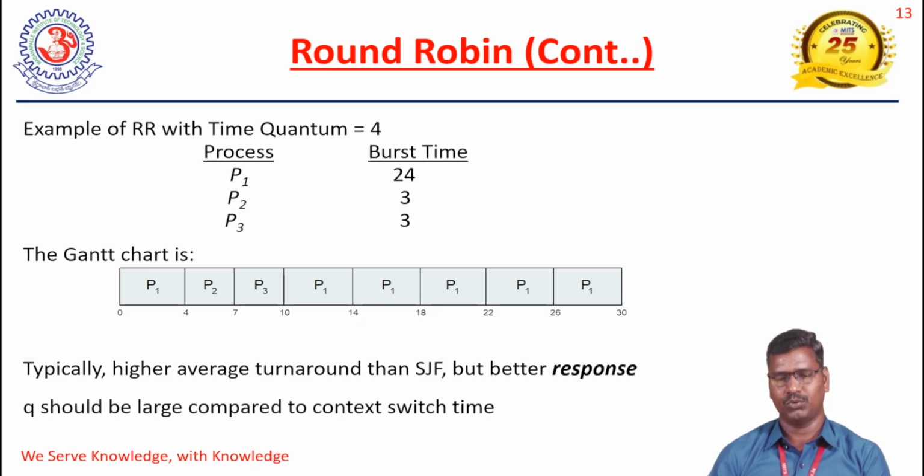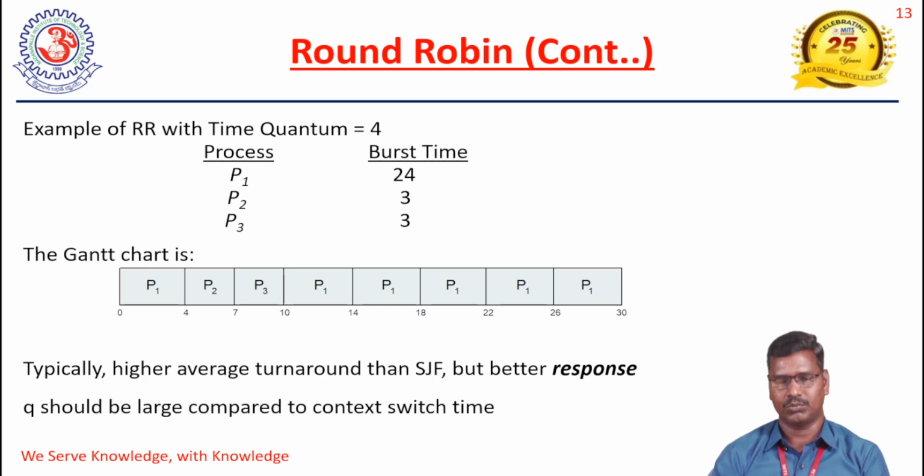Okay, here P1, P2 and P3, that is only 3 milliseconds, that less quantum time only. So that each and every process will enter once at a time. Initially it will start, and that process is going to be completed. So based on the round robin, we need to go for that.